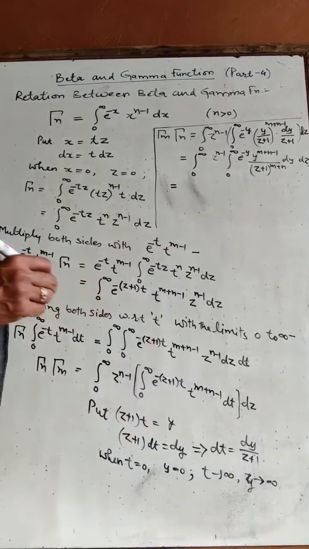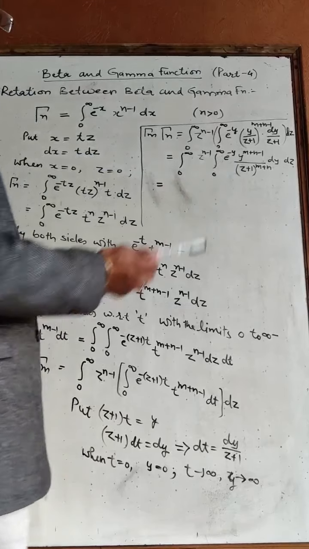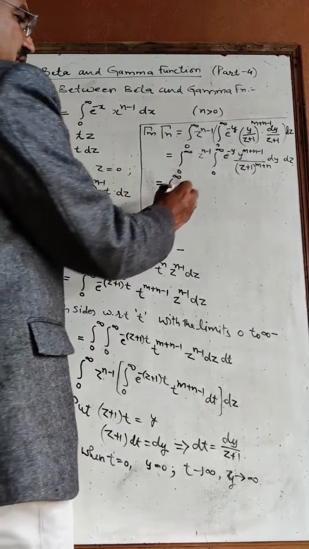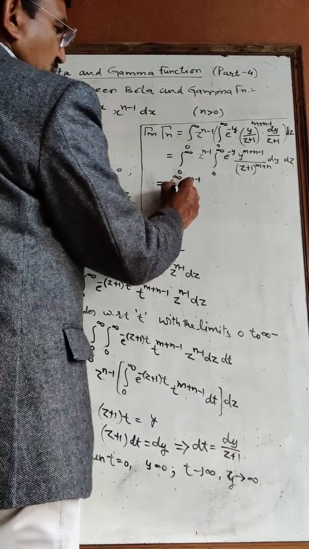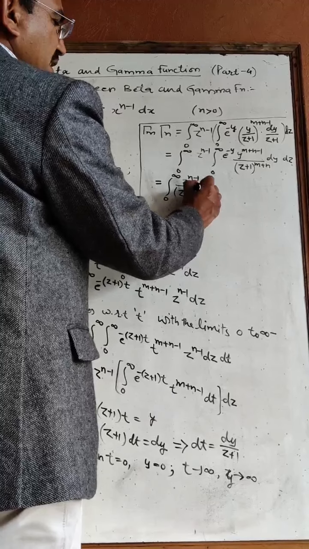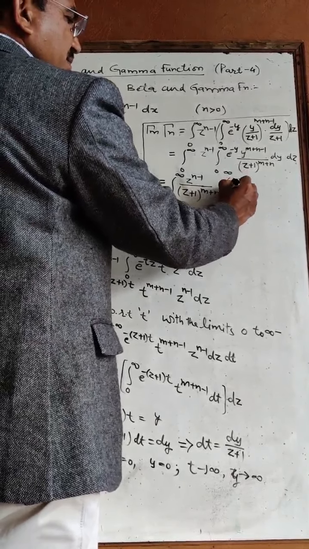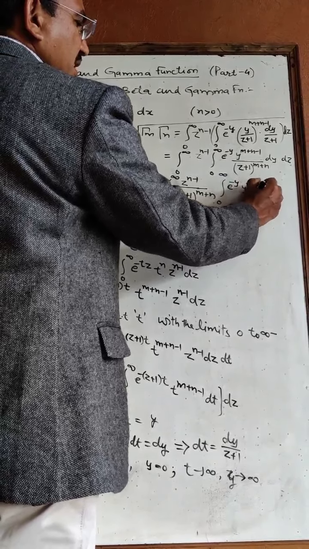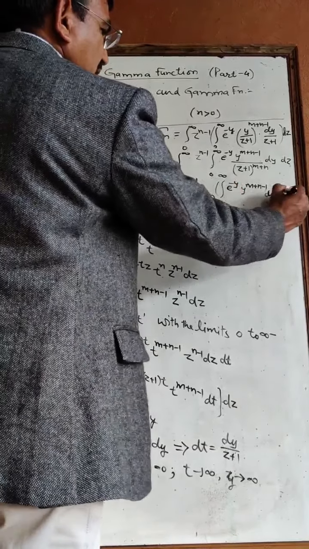So when we are integrating with respect to y first, z would remain constant, so it would be equal to integral 0 to infinity z raised to the power n minus 1, and z is constant, so we can put z plus 1 raised to the power m plus n outside, and we will be left with the integral 0 to infinity e raised to the power minus y, y raised to the power m plus n minus 1 d of y, and it would again be d of z.